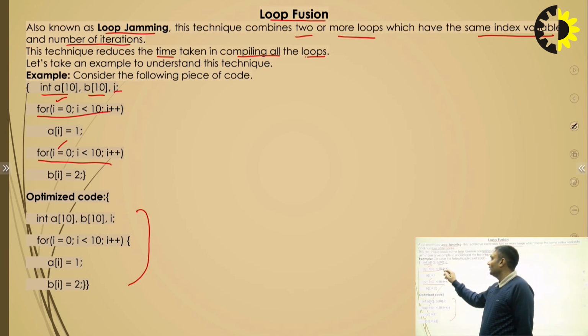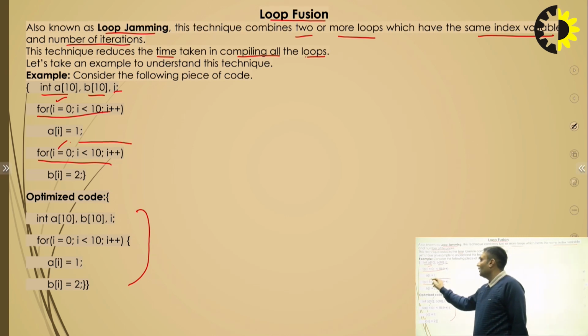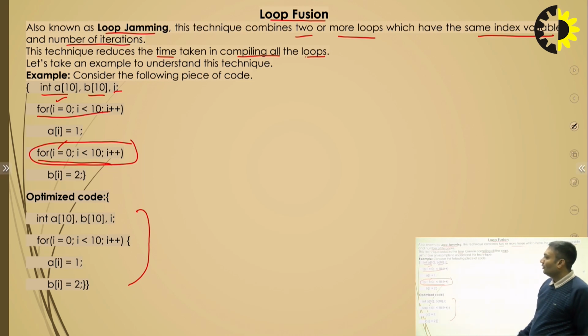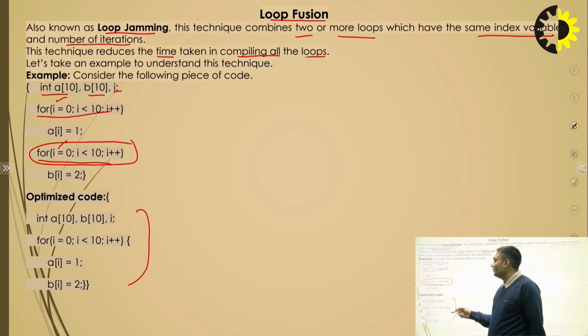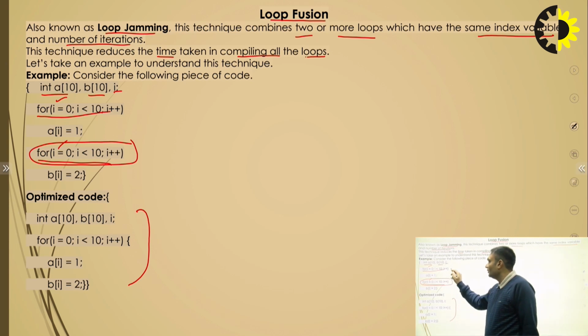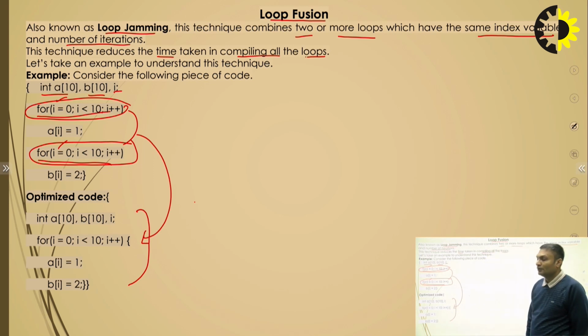Basically, these two loops are consuming memory and consuming the CPU unnecessarily. It will not change the functionality of the program, or the output of the program. So just combine these two loops and write the statement like this. So this is called loop fusion.